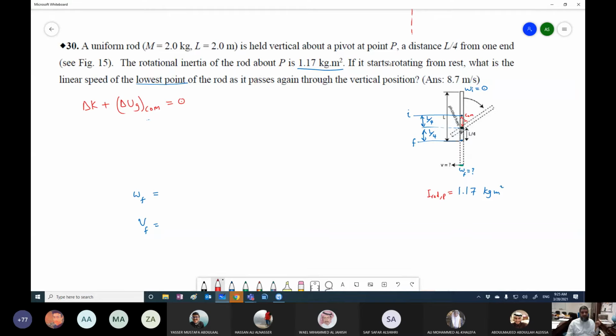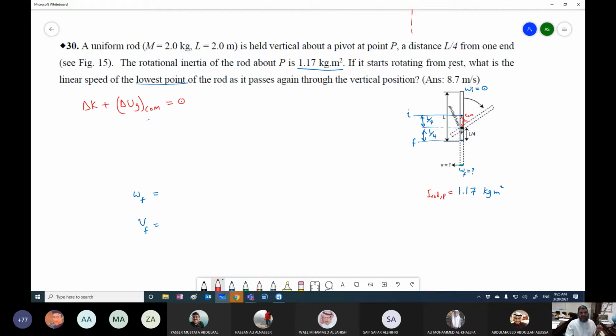L over 4 from one end. The rotational inertia of the rod about this point P is 1.17 kilogram meter square. ريحنا من حساب ال I rod about this point. He gave it to us. مش محتاجين نحسب ال I about this pivot. اوكي يا شباب؟ كان ممكن يتركها لنا واحنا نحسبها، بس هو حسبها جزاه الله خير، ما قصر.